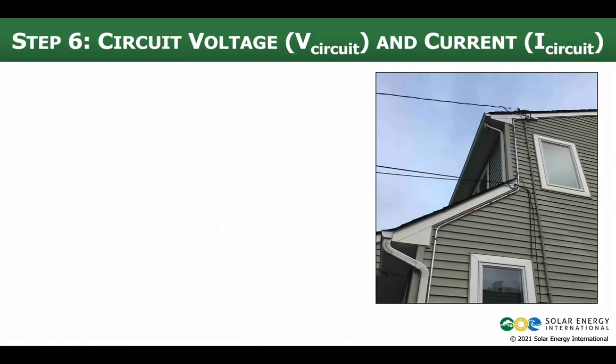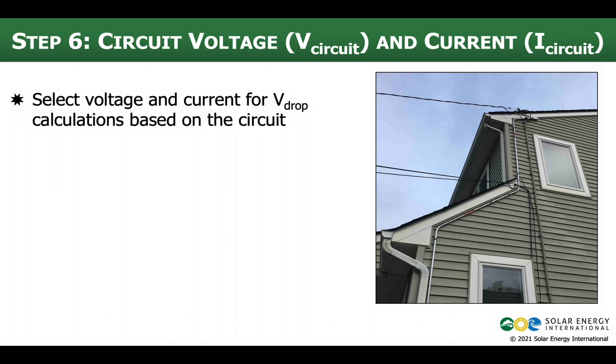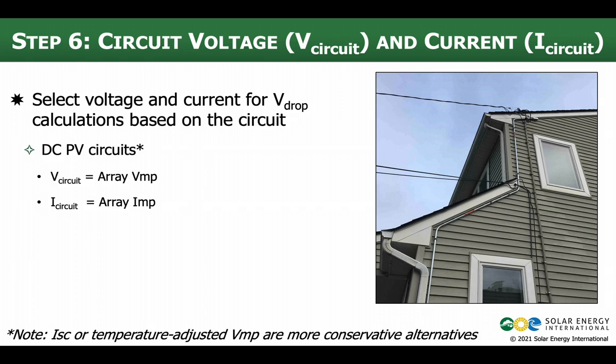What about the values we use when we're looking at voltage drop? It's going to depend on the circuit voltage and the circuit current. So we want to make sure we base our calculations on the right values for the circuit we're working on. For DC PV circuits, we're going to use the array maximum power voltage and the array maximum power current. That's what we expect the array to be able to make. Is it always going to make those numbers? No, sometimes it's going to be less. Sometimes it might be a little more. We might have a little more voltage drop than we calculated, but these are good conservative targets.